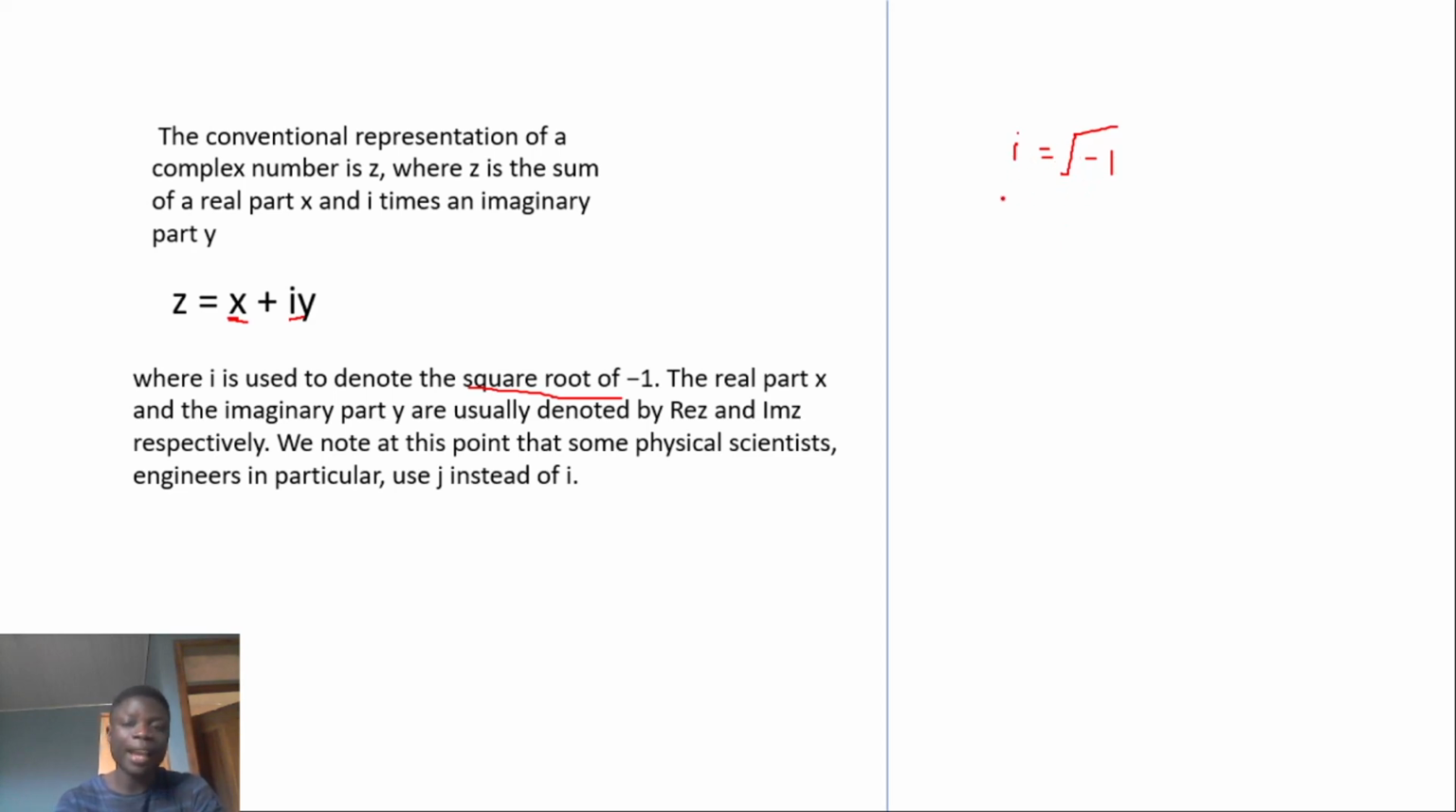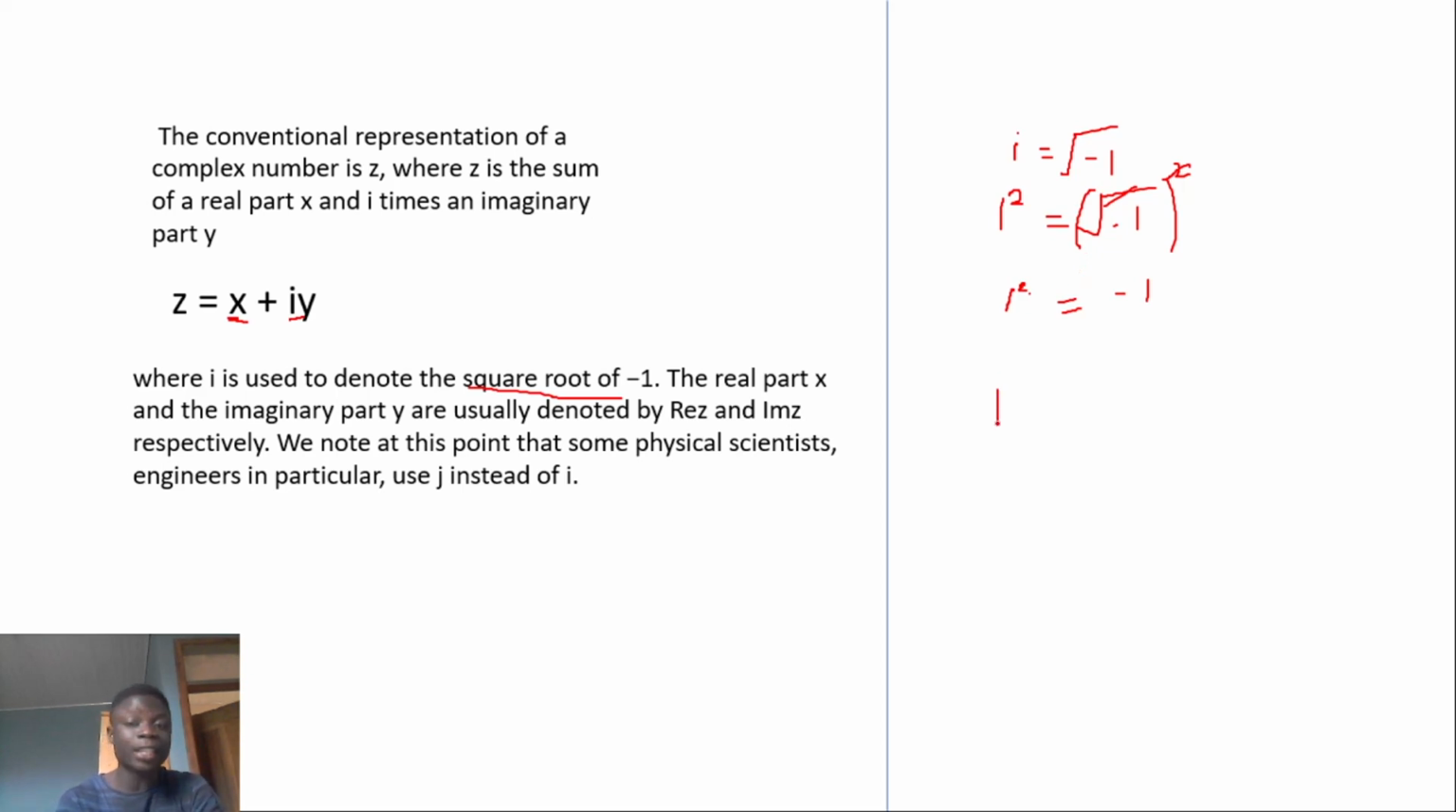So what will be i squared? We are going to prove i squared. Now i squared will be the square root of -1, all squared. So the square is going to cancel the square root. Therefore i squared is going to give you -1. It means that we've derived i squared from i being equal to the square root of -1. So now we know that i squared is -1.